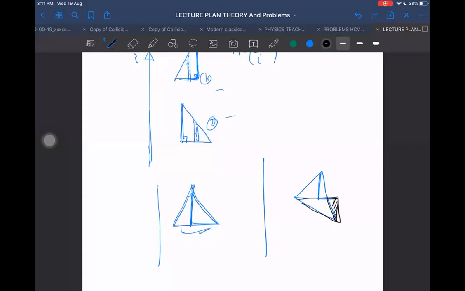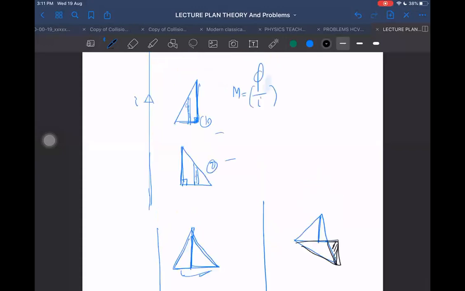Then overall, any triangle can be composed into right angled triangles. So I should know only two kinds of right angled triangles. I should know how to find out the flux in this right angled triangle and how to find out the flux in this right angled triangle. If I am able to do for these two, then I can find for any other triangle also. So no difficulty in that.